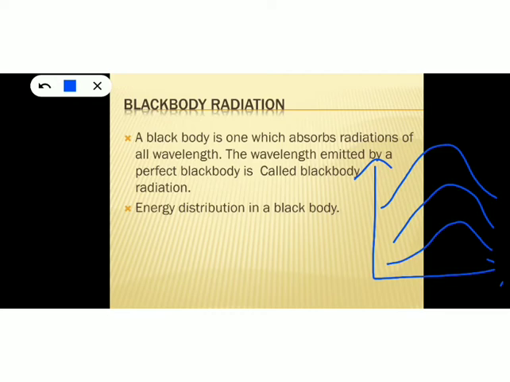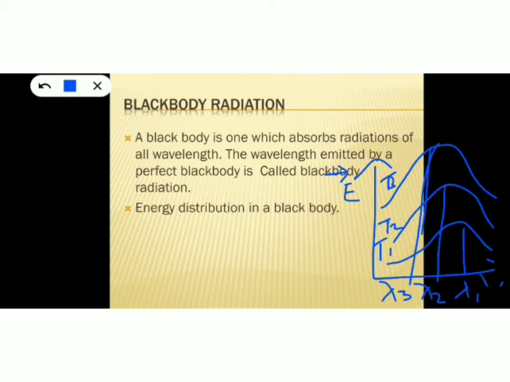Here you can see this is the peak of this graph, and this is lambda 1, and this is the peak here, lambda 2, this is the peak here, lambda 3, and different temperatures T1, T2, T3. Here we have plotted energy, here we have plotted lambda. Along the x-axis we have plotted wavelength lambda, and along the y-axis we have plotted energy.